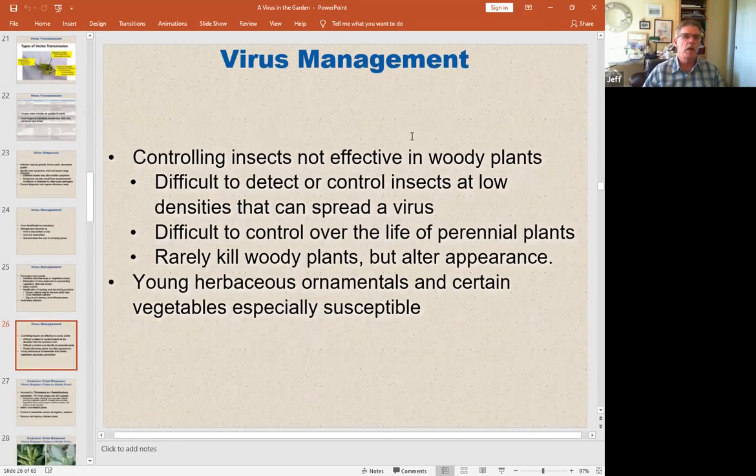Controlling insects is not effective in woody plants. For one thing, insects at low density can spread the virus. You may not even see the insect. And the perennials have a really long lifetime, so to protect the plant over the life of the plant is difficult. And besides, viruses rarely kill woody plants, but they may alter the appearance of the plant.